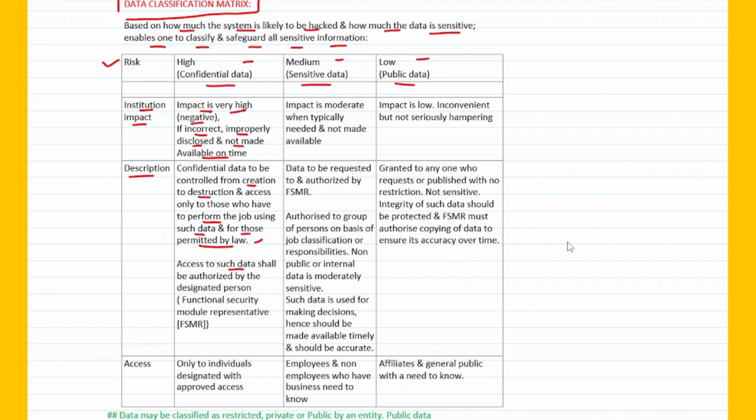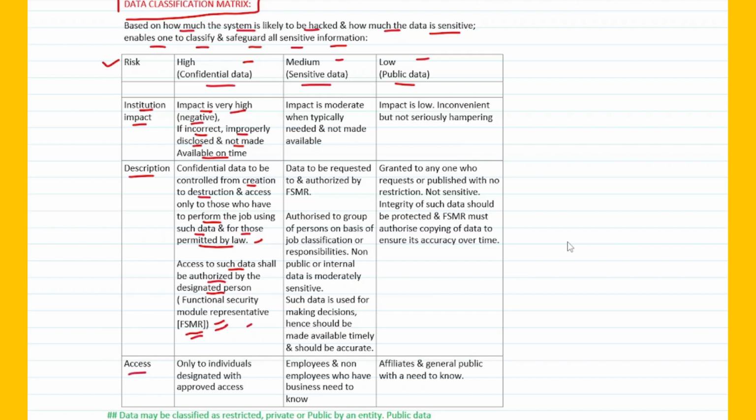Now access to such data shall be authorized by the designated person. Who is this designated person? He is called FSMR. FSMR is Functional Security Module Representative. Please remember this word, FSMR. FSMR is Functional Security Module Representative, right?